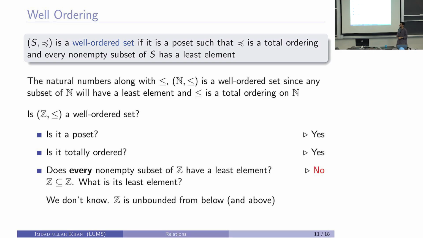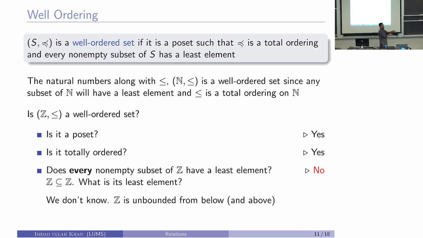So you check this thing. We discussed this, and I gave you an example. If I give you all negative numbers, which is a subset of Z, it doesn't have a minimum, right? So this isn't a well-ordered set. Again, this was just so that you know the words. The whole lecture today was just so that you don't get scared.